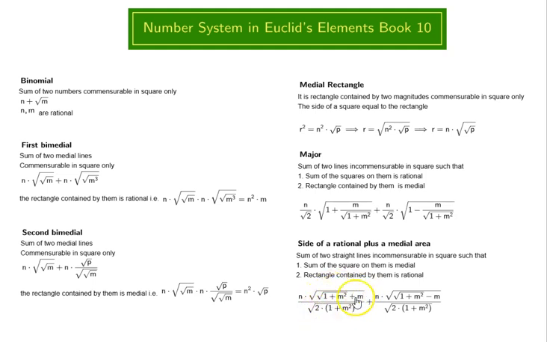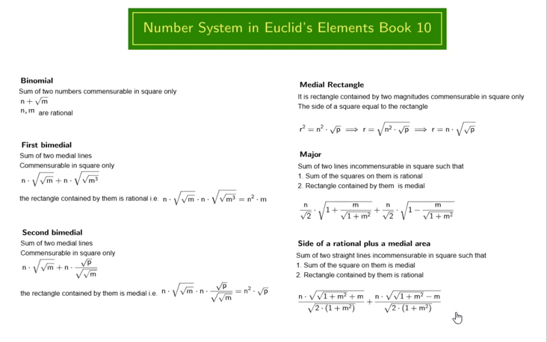Now let's look at this. When we square them, what happens? Only the top square root disappears. This square root disappears. So we still are left with square root 1 plus m square plus m, and here we have square root 1 plus m square minus m. So try it out. Take the squares, add them up, and you will realize that it is a medial. Similarly, multiply these two. When you multiply these two, you will end up with a rational rectangle.